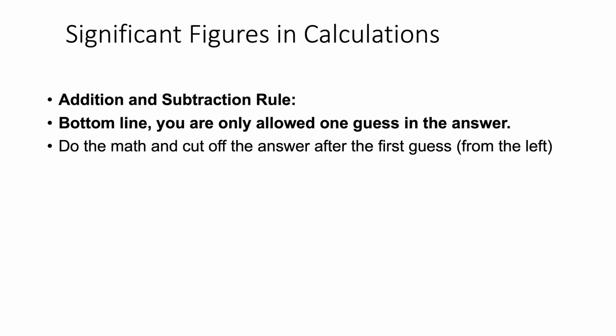Now, the bottom line when you do operations in significant figures, when you're doing calculations, is that you're only allowed one guess in the answer, and so you have to cut off the answer after the first guess. Now, when you read this in the textbook, it's going to use different words, and it's going to seem much more complicated. They say something like, the highest level of uncertainty or whatever. But if you just line up the digits and see where the first guess is from the left, cut it off there and then round appropriately. Very interesting that the number of significant figures can change when you add and subtract.